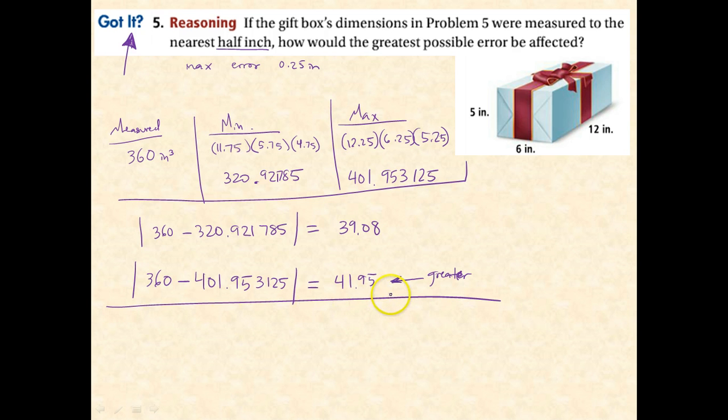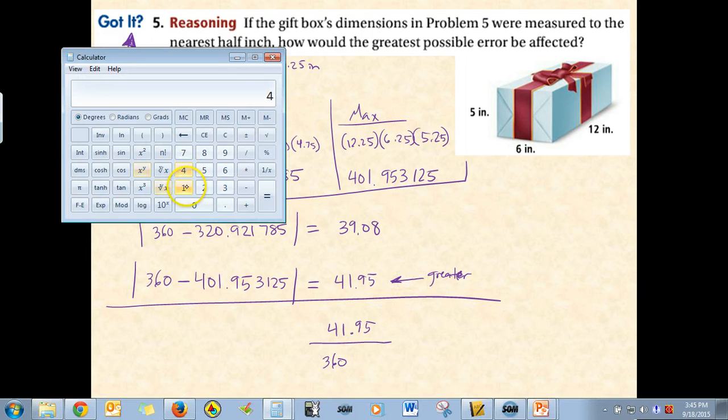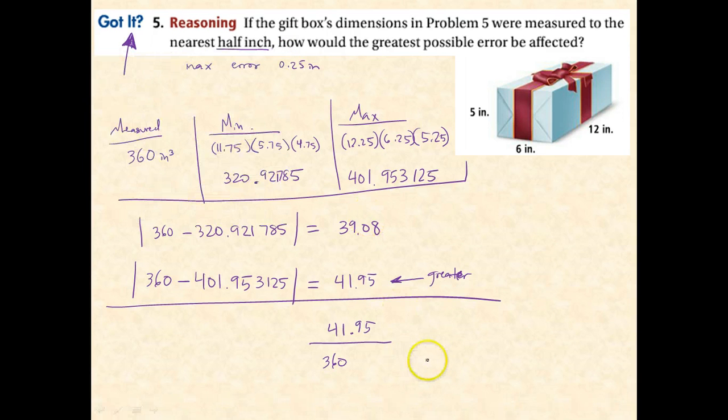Let's see. Now let's find the greatest percent error. So the greatest error could be 41.95. So out of 360, 41.95 divided by 360 is approximately 12% error. So, cool, 12%. That's better than the last percent we did.